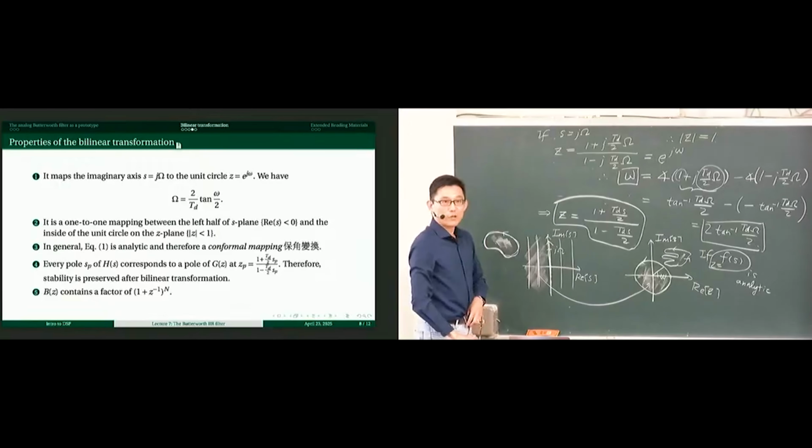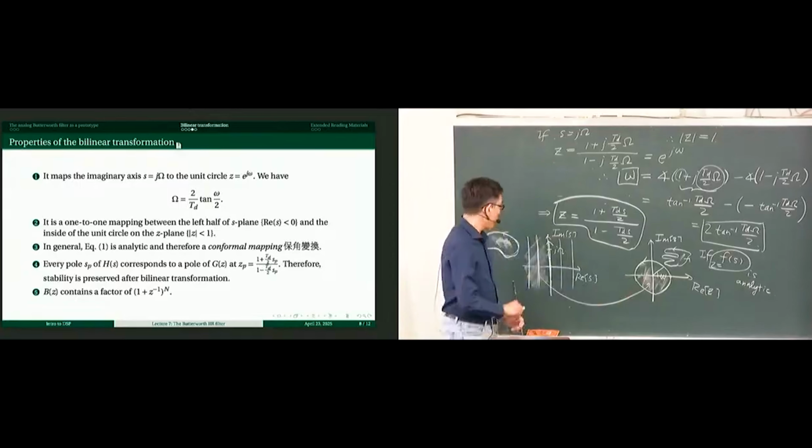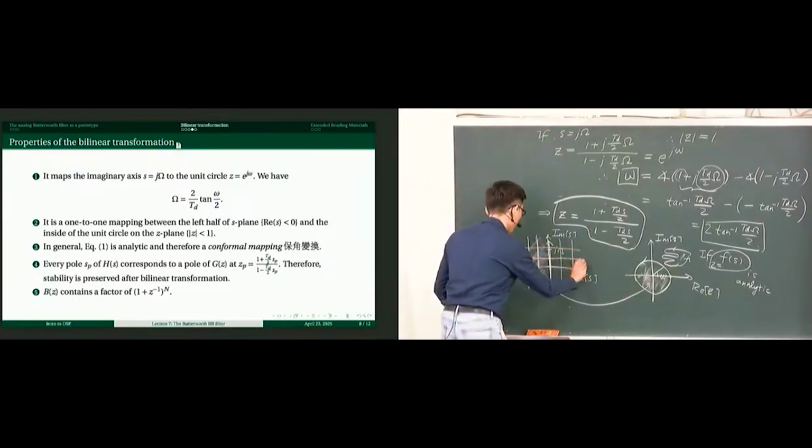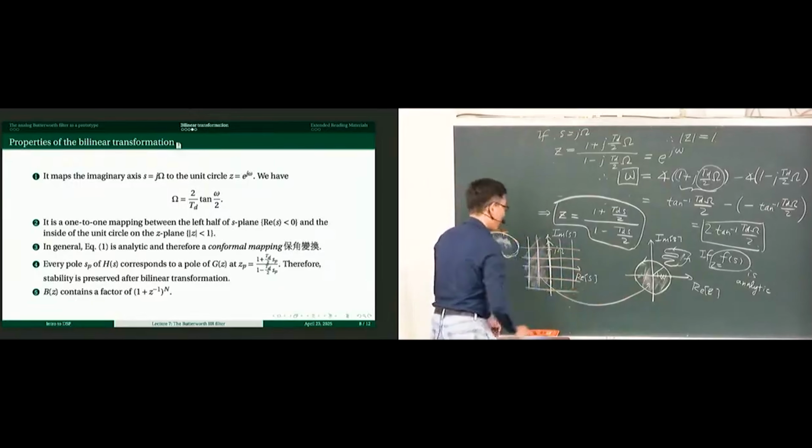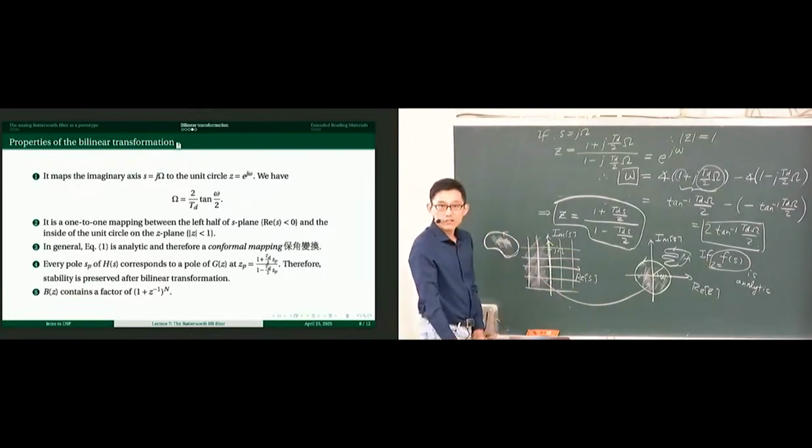Okay, so in tomorrow's discussion, I asked you to find out what exactly they are. You can find out the expression. Straight lines are mapped to circles, and also horizontal straight lines are also mapped to circles. So we have two families of circles. And the angle should be preserved.